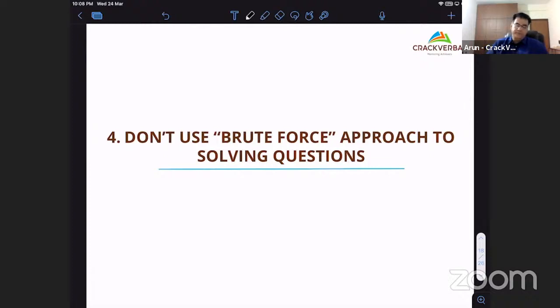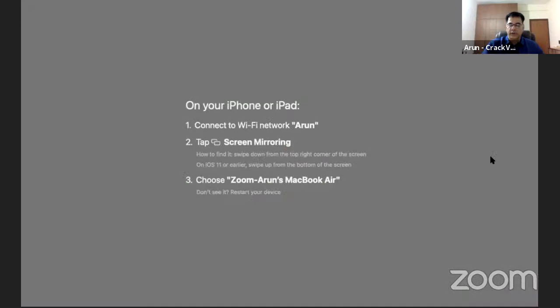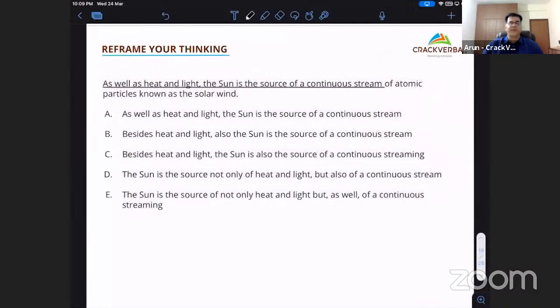For example, let's take this question. This is a sentence correction question. All of you know how it works in sentence correction. I think it's best to refresh my screen from time to time. So let's take this question.